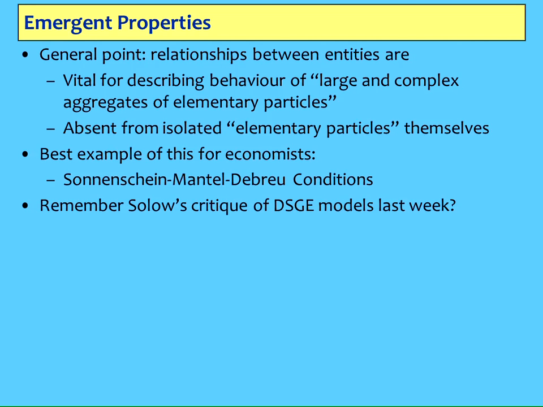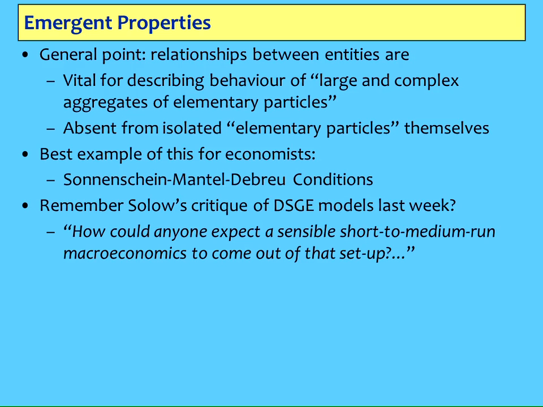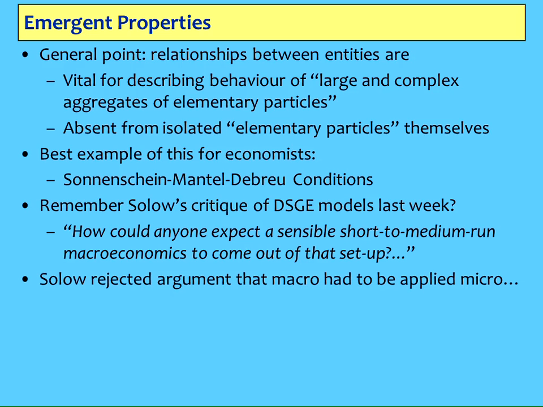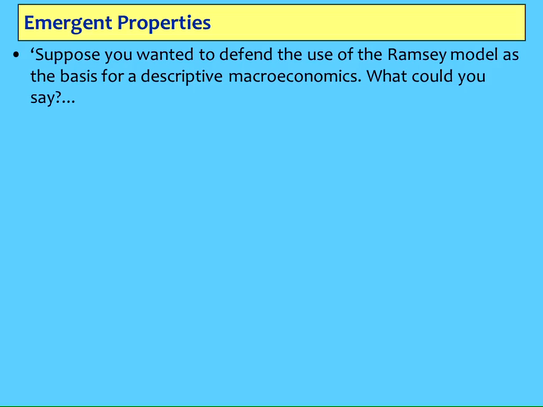Now, if you go back and look at Solow's critique of DSGE models last week, we had this punchline: how can anyone expect a sensible short to medium term macro to come out of that setup? He rejected the proposition that macro had to be applied micro. And one of the reasons he did reject it was this. He said, suppose you wanted to defend it. The Ramsey model, by the way, is the growth model of the Ramsey-Solow growth model. They're both involved in devising the neoclassical theory of economic growth.